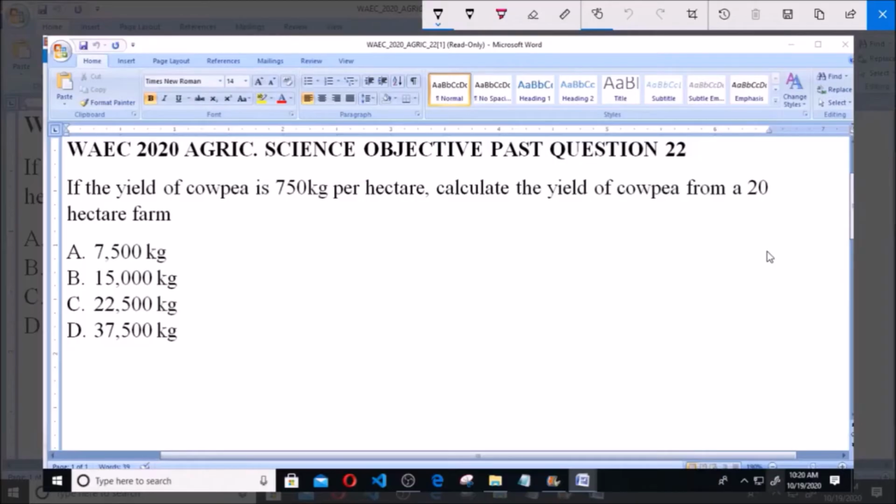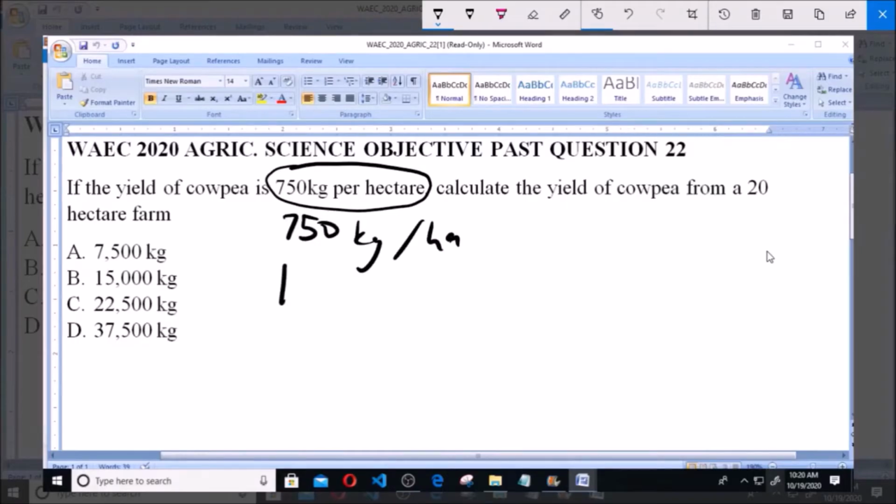If the yield of cowpea is 750 kg per hectare, calculate the yield of cowpea from a 20 hectare farm. A. 7,500 kg, B. 15,000 kg, C. 22,500 kg, D. 37,500 kg. So you have the yield for cowpea on a particular piece of land as 750 kg per hectare.